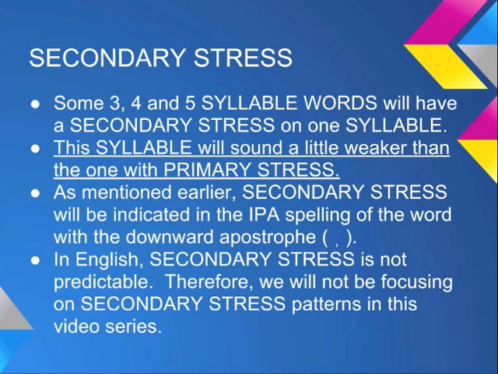With secondary stress, you often find these with 3, 4, and 5 syllable words. However, not all words have secondary stress. This syllable will sound a little weaker than the one with primary stress. As mentioned earlier, secondary stress will be indicated in the IPA spelling with the downward apostrophe symbol you see here. One problem is that in English, secondary stress is not predictable. Therefore, we will not be focusing on secondary stress patterns in this video series.